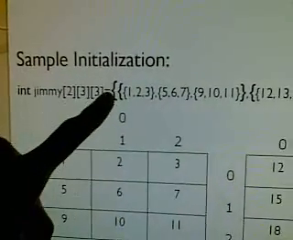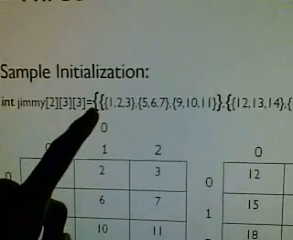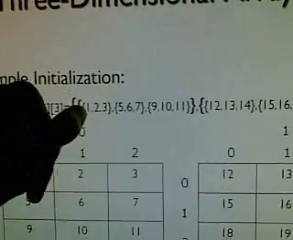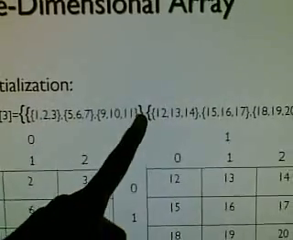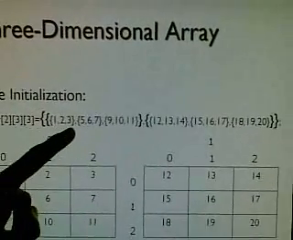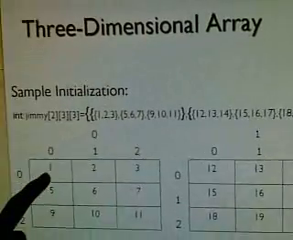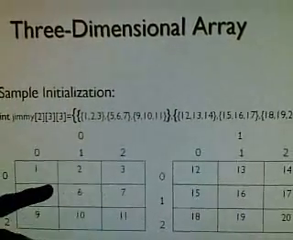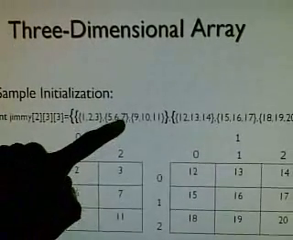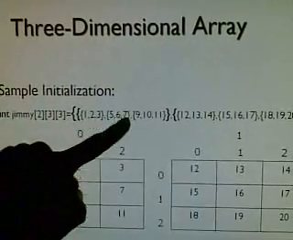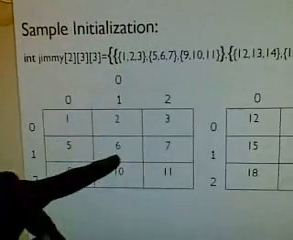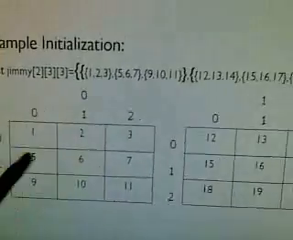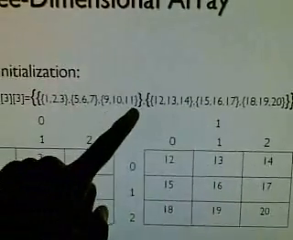First, this curly bracket represents the whole array, and this curly bracket represents the first table. This one is the element of the first table, first row, and these elements 5, 6, 7 are the elements of the second row of the first table, and so on.